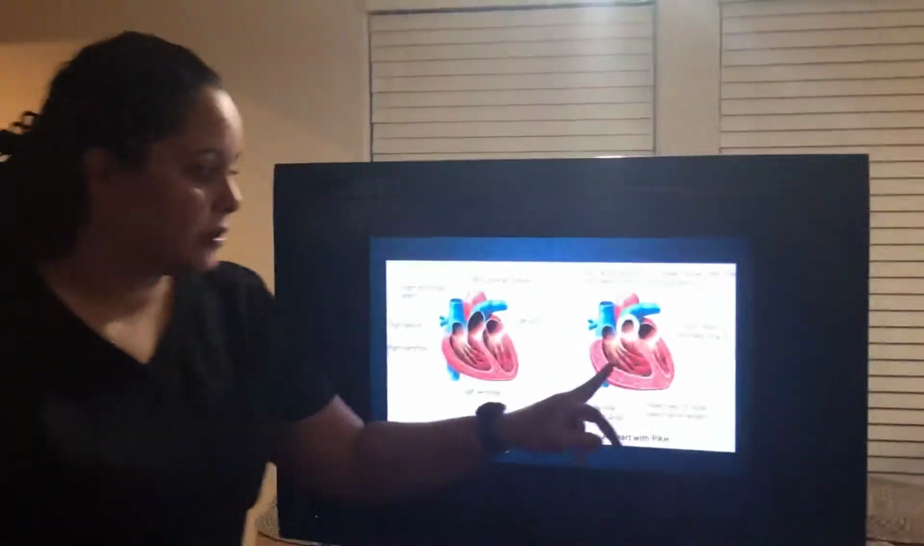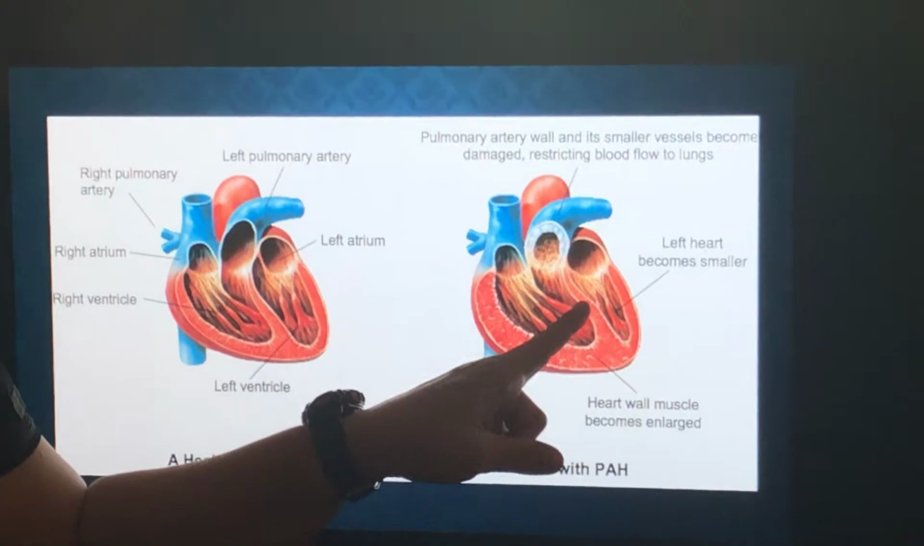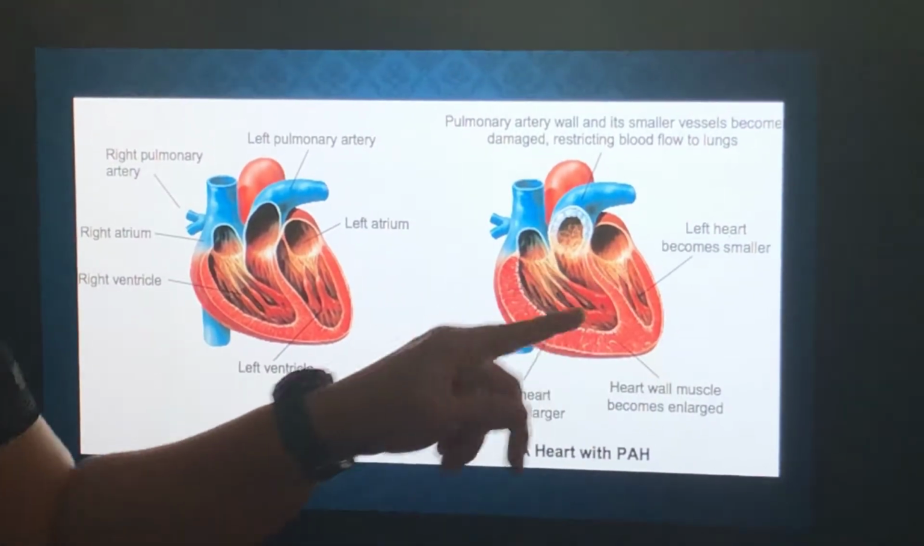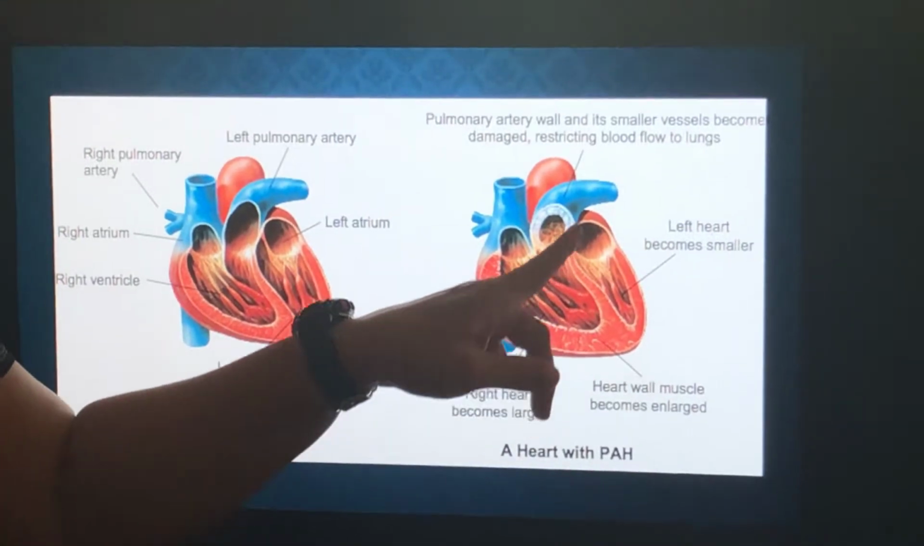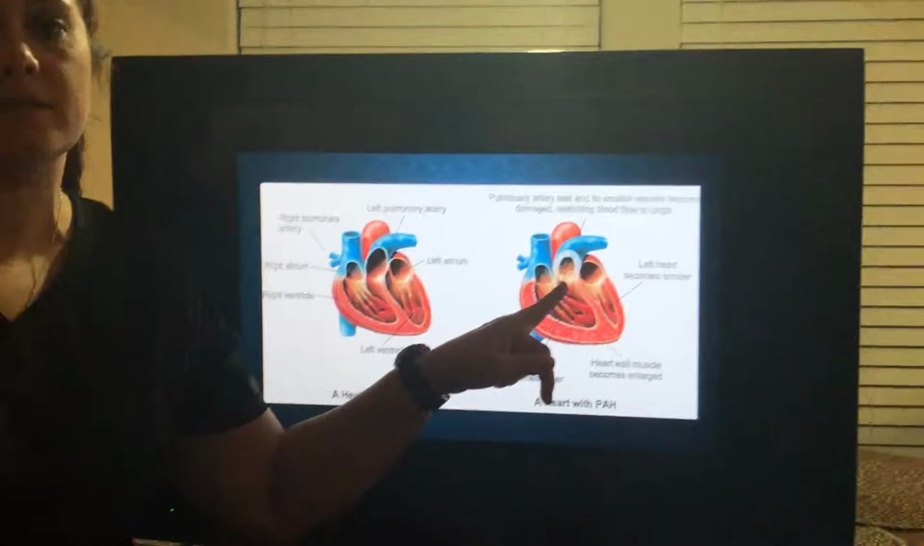In PAH, you're going to find the enlargement of the right ventricle. You're going to find hypertrophy of the ventricle wall. You'll also find thinning of the pulmonary arteries leading out of the pulmonary artery. And finally, you'll find a thickening of the cell wall on the pulmonary artery, which decreases blood flow to the lungs.